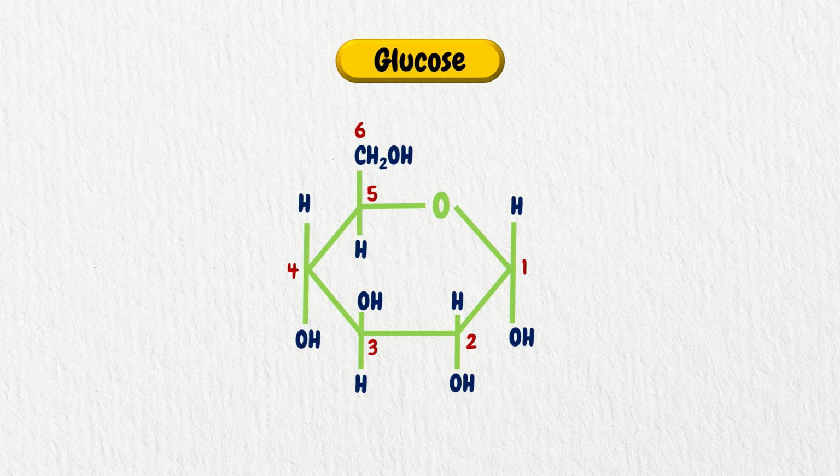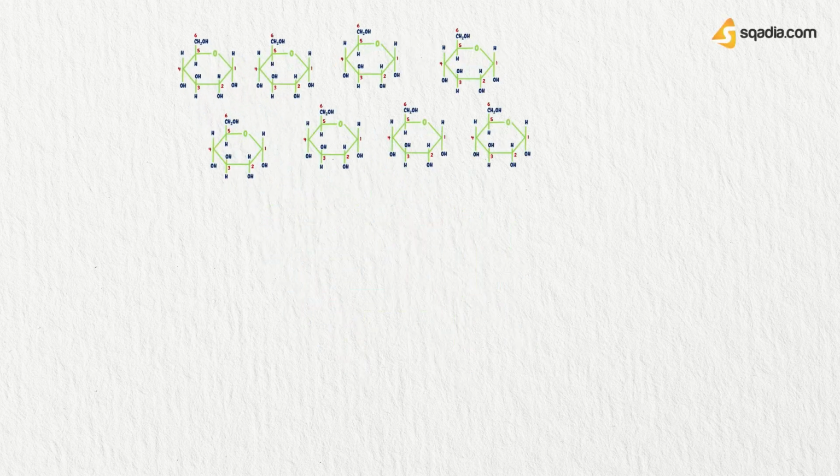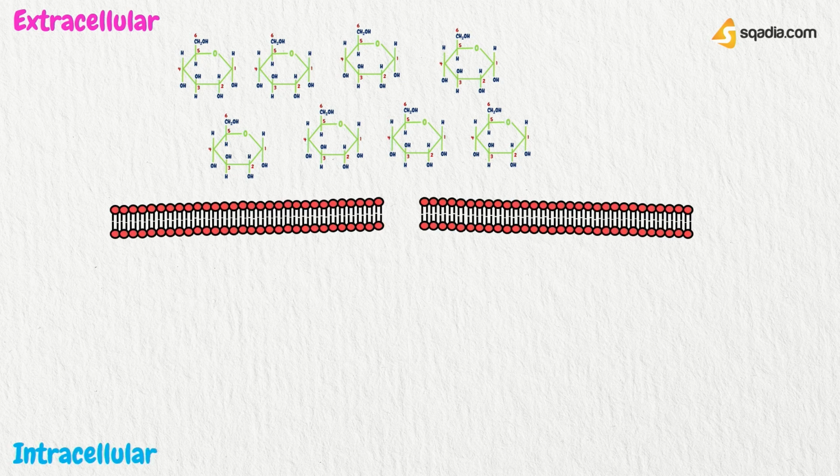In order for glycolysis to take place, this glucose needs to get inside the cell, because glycolysis goes on in the cytoplasm. And this glucose molecule is present extracellularly. So there's extracellular space and intracellular space, and they are differentiated by a phospholipid bilayer. Now this glucose molecule needs to get into the intracellular space so that it can start the process of glycolysis. So how will it do that?